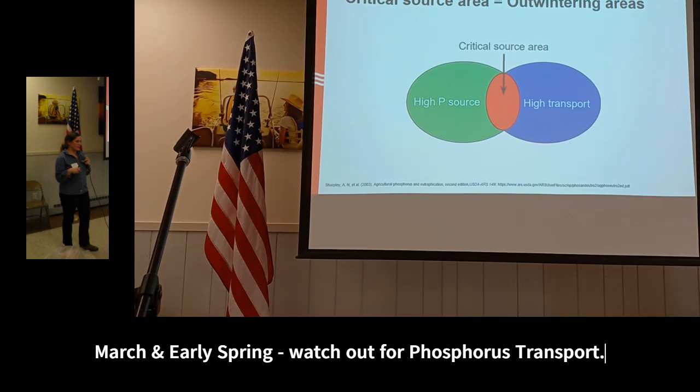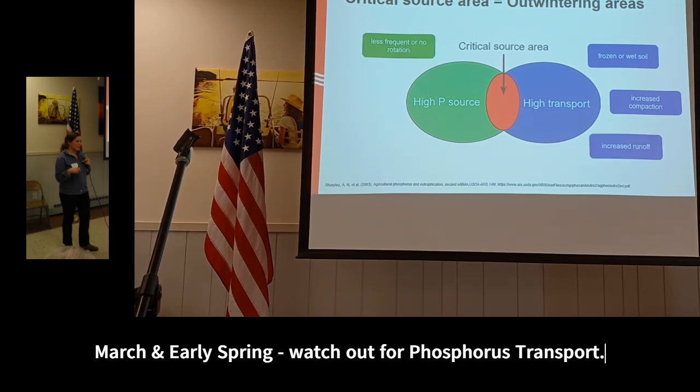This is because we're combining those tricky transport conditions, like frozen or wet soils, which might lead to some increased compaction and increased runoff. We pair that with high phosphorus sources like less frequent or no rotation, which is often the case in outwintering areas, and concentrated manure and urine deposits. You might get some soil test phosphorus buildup, especially if we're not rotating those areas from year to year. In these areas we are also using hay, and especially if we're importing that hay from other farms, we could be adding additional phosphorus into the system.